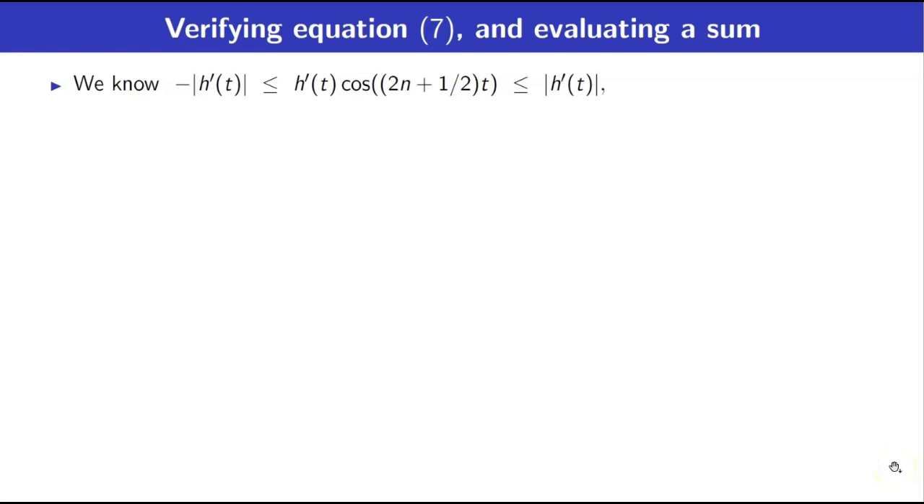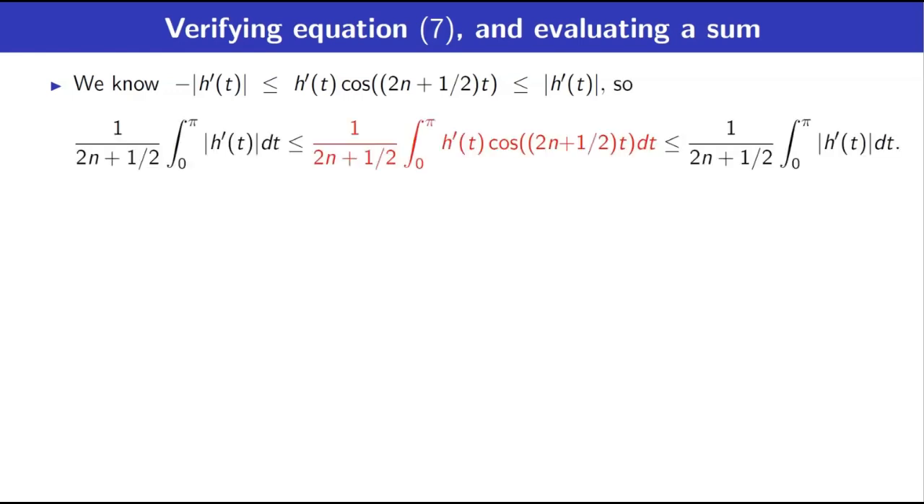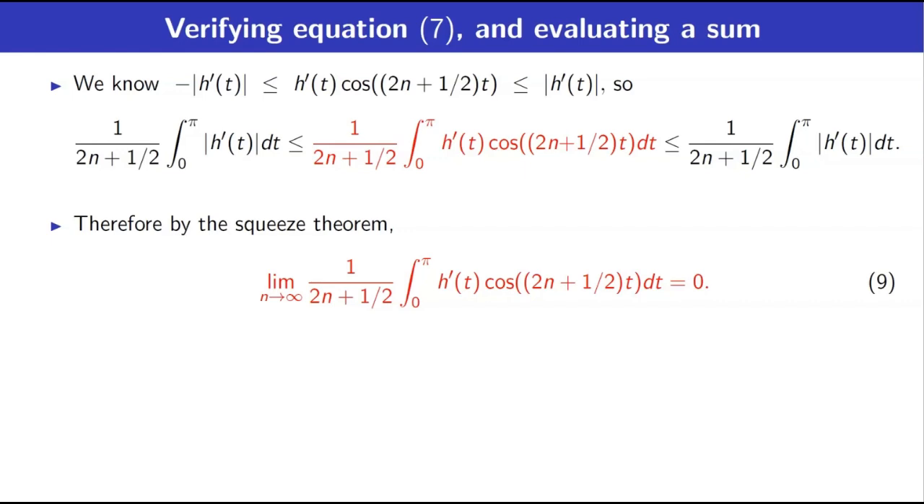Now, since cosine is between minus 1 and 1, we can say the inside of the integral in equation 7 is at least negative the absolute value of h prime of t and no greater than the absolute value of h prime of t. If we integrate through this inequality and divide through by 2n plus 1/2, we obtain upper and lower bounds for the integral in equation 8. The upper and lower bounds have limit 0 as n approaches infinity, so by the squeeze theorem, the limit of the integral in the middle is 0. This is equation 9. By equations 8 and 9, we have the desired limit in equation 7.